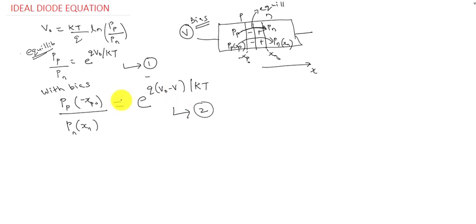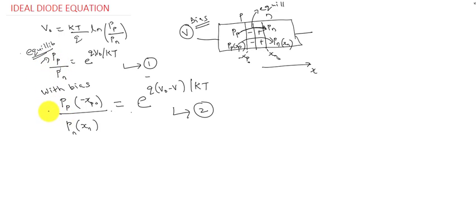So we are assuming this derivation in low level injection. Low level and high level injection we have already studied. For low level injection, we can say the relative change in majority carrier concentration. At equilibrium, the majority carrier concentration is represented by PP. So this is the majority carrier concentration under equilibrium.